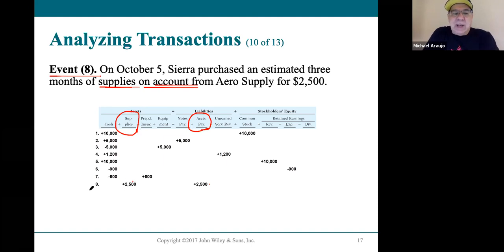The debit to supplies means we have more supplies. The supplies account increases on the left side, which is the debit side. Accounts payable increases on the right side, which is the credit side. Again, offsetting debit with credit. Two accounts are affected. One account is affected on the debit side, the other on the credit side. That's always going to be the case. Okay, nice job. Thank you.